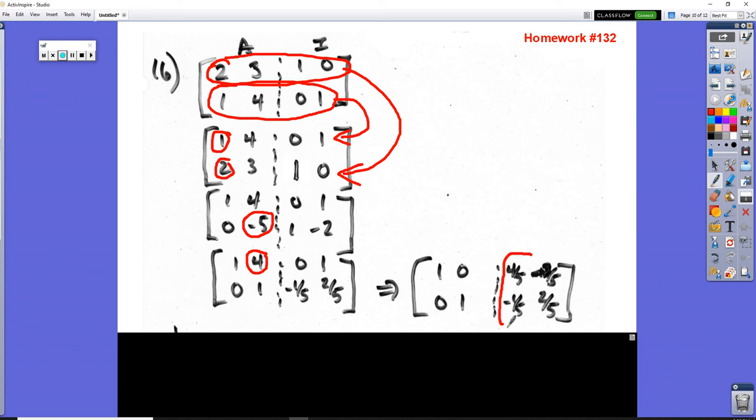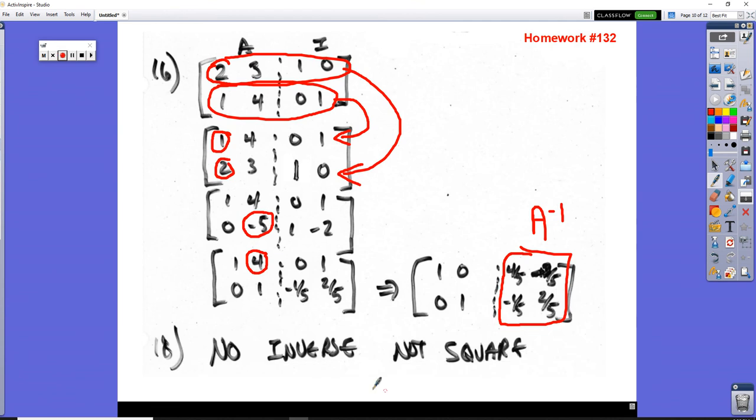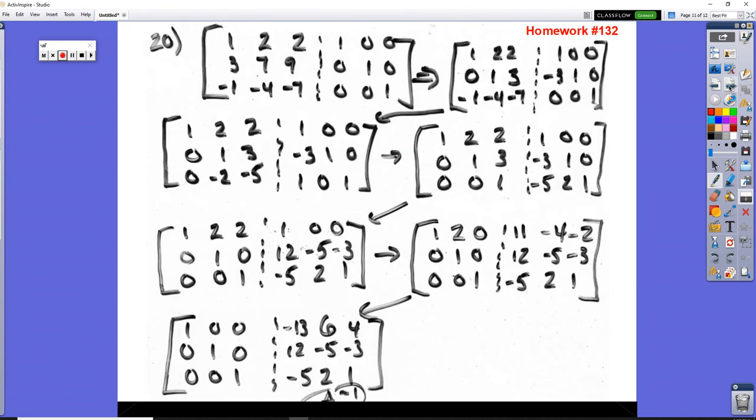So remember, what's on the right-hand side here, this is your inverse matrix. So this is your answer over here. Not over here, not the whole thing, just what's over here on the right-hand side. Number 18 in this homework did not have an answer because the matrix they gave you was not square, so it's not going to have an inverse.